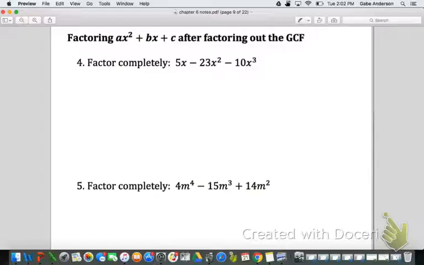5 and 10. Jake, go ahead. They're not in descending order. That's exactly right. Yeah, Danny said the same thing. The order's all messed up, isn't it? So we definitely are going to want to get an x out. I think descending order is definitely something we want to do. So I'm going to write it, like you said, in descending order. So that would be negative 10x to the third minus 23x squared plus 5x.